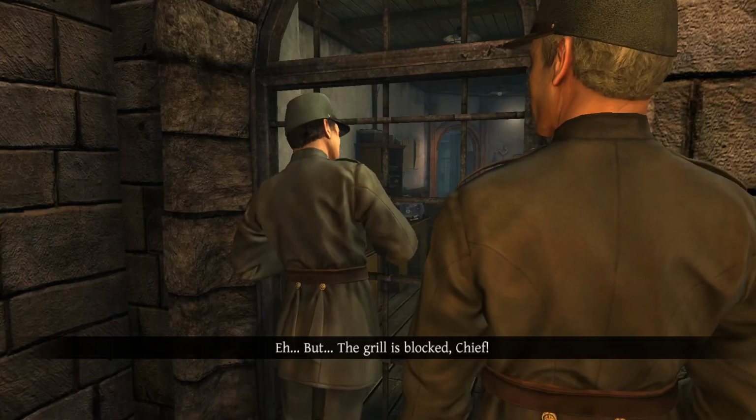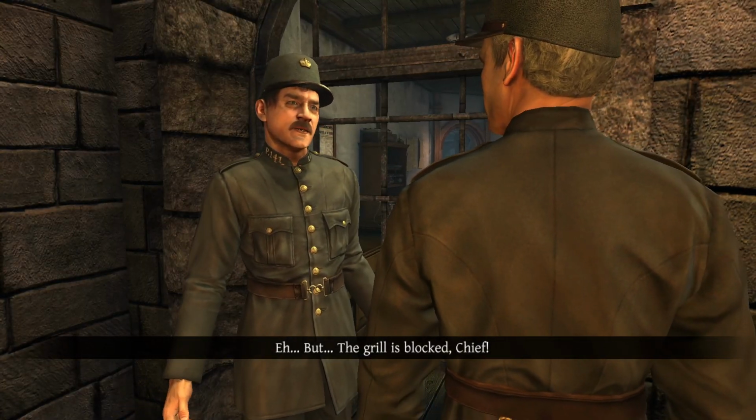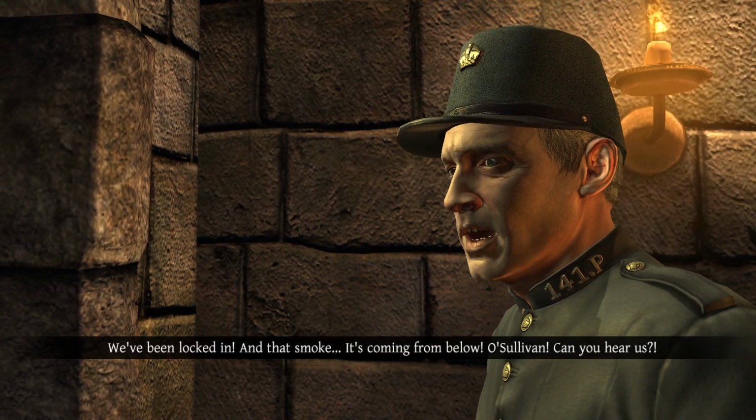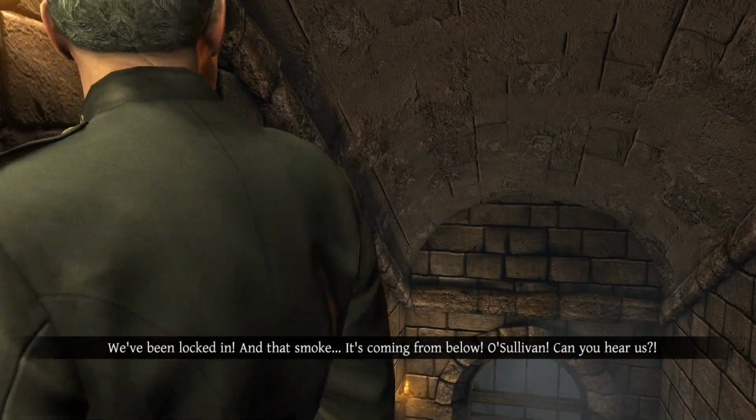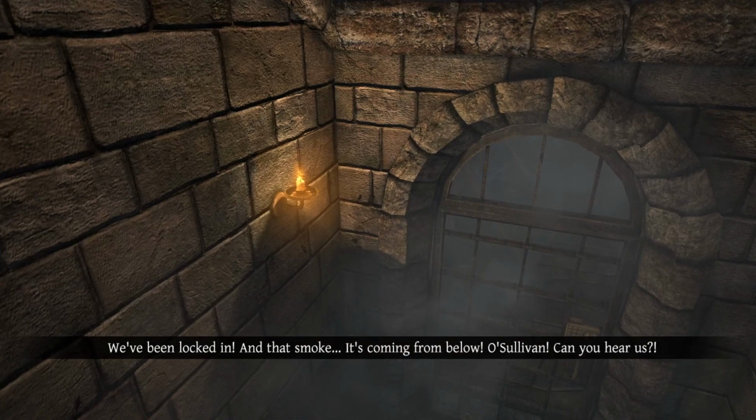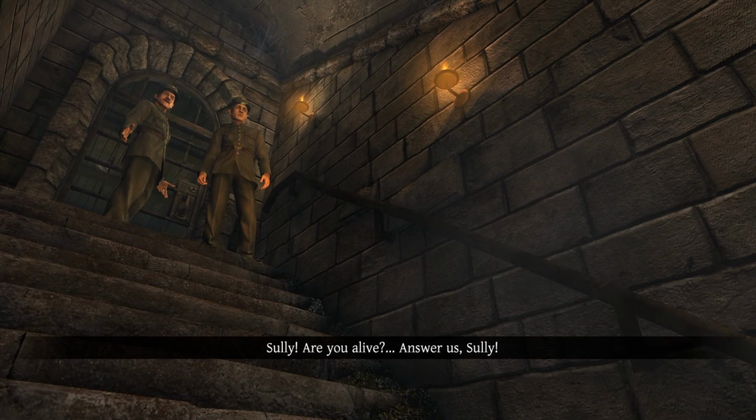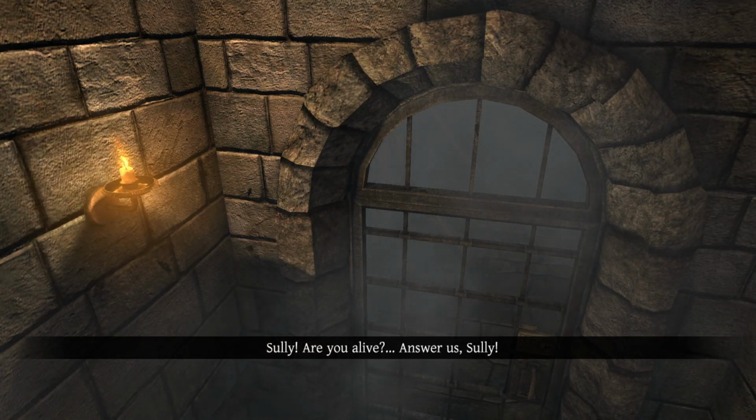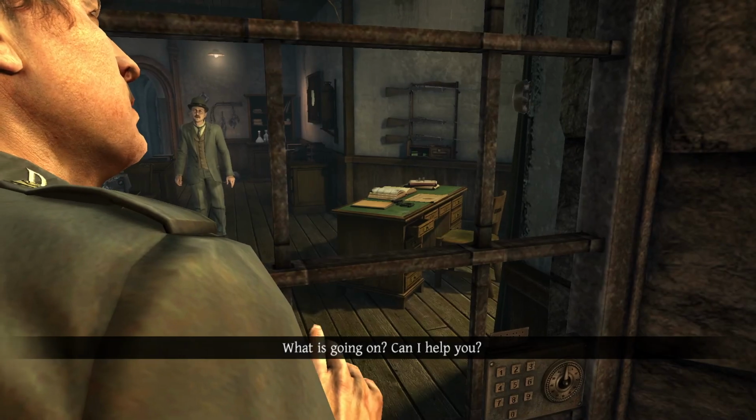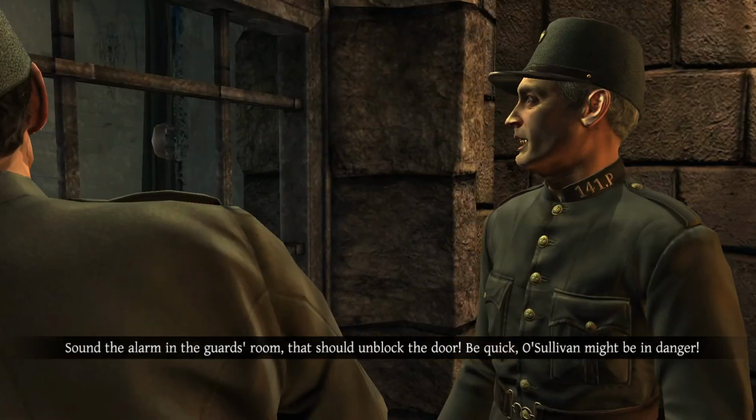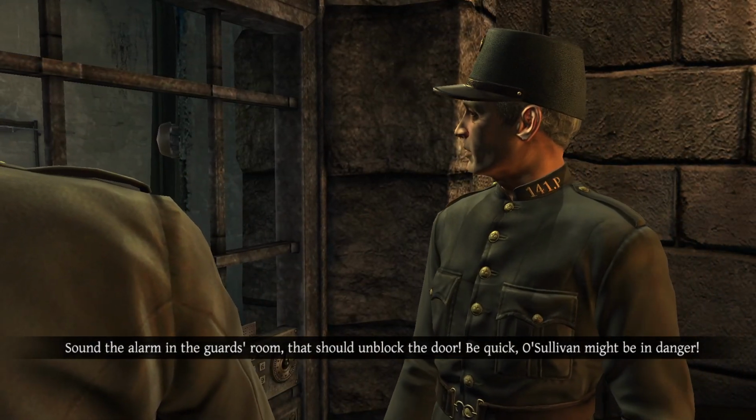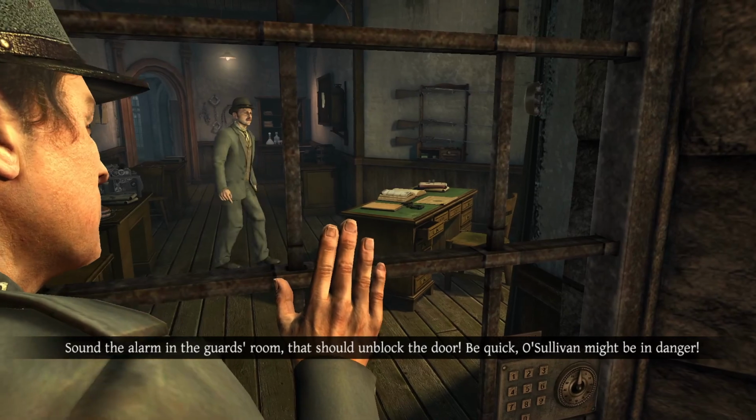But the grill is blocked, Chief. We've been locked in. And that smoke, it's coming from below. O'Sullivan, can you hear us? Sully, are you alive? Answer us, Sully. What's going on? Can I help you? Sound the alarm in the guards room. That should unblock the door. Be quick. O'Sullivan might be in danger.